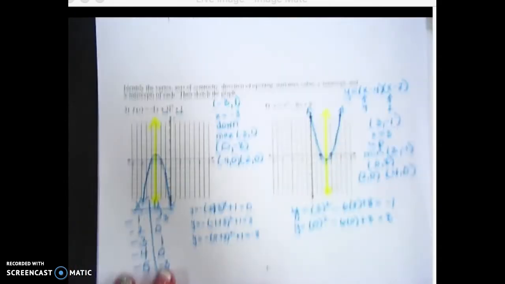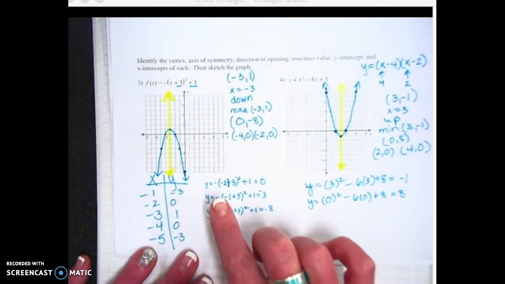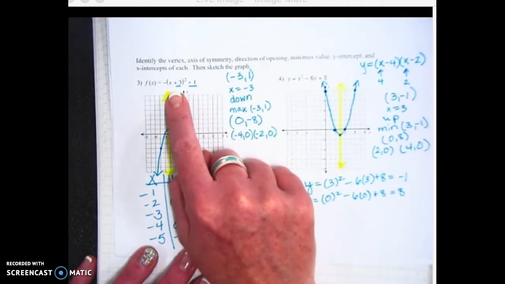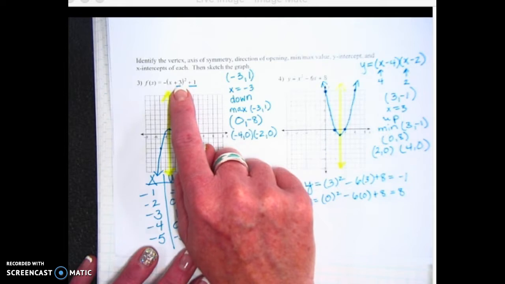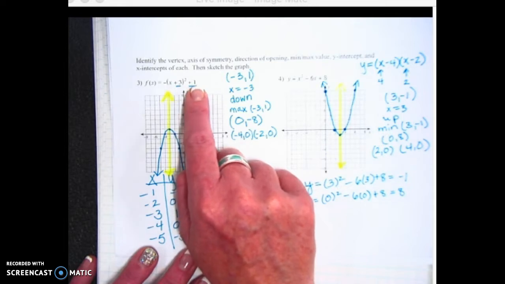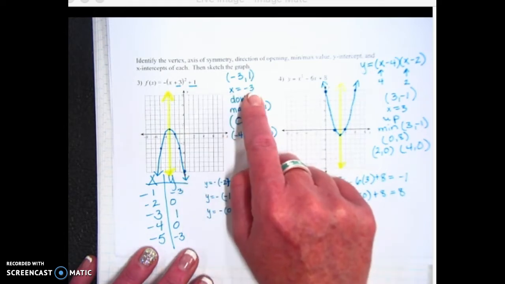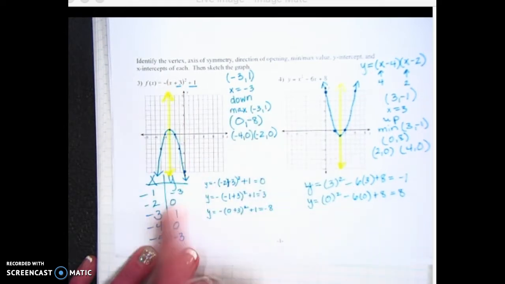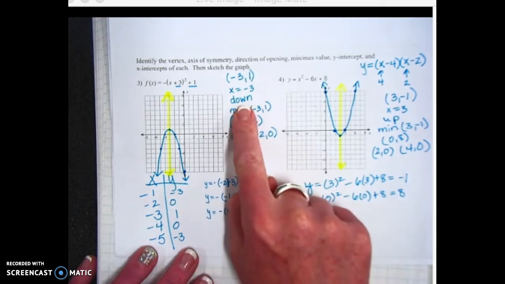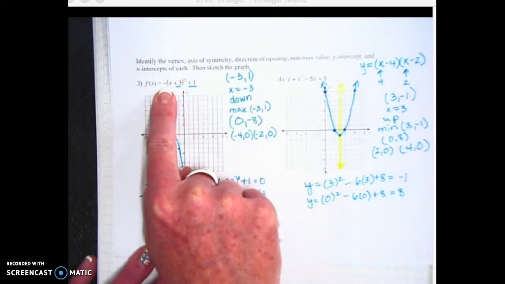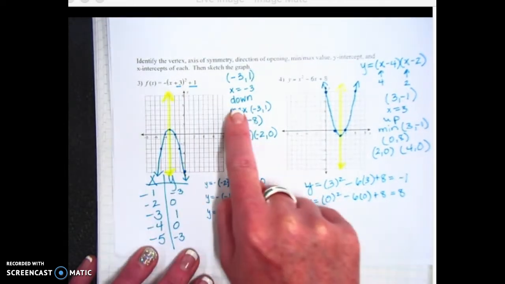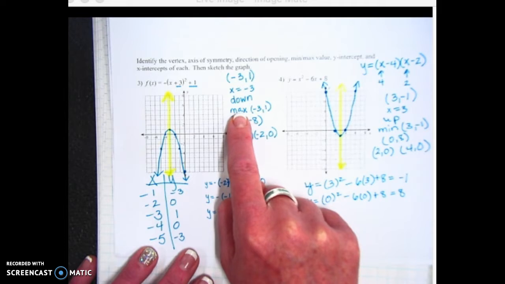Then we have our parabolas. So for the parabolas, if you're given your equation in vertex form, it's pretty easy to get the vertex, which is -3, +1. So it's the opposite of this number, but then it is that number. That's also going to help you locate your axis of symmetry, which goes right through that vertex. This parabola opens down because it has a negative sign out front. That makes the vertex the max.